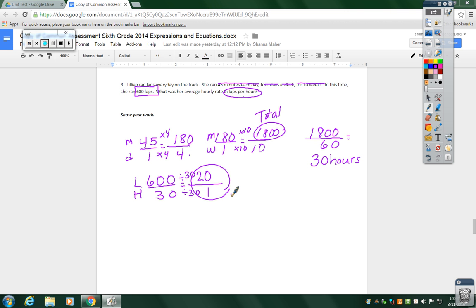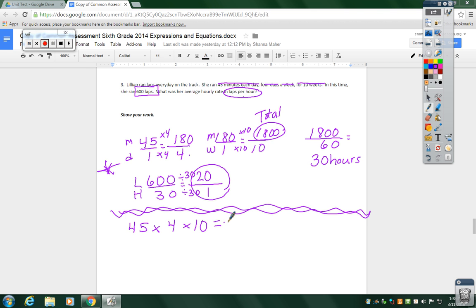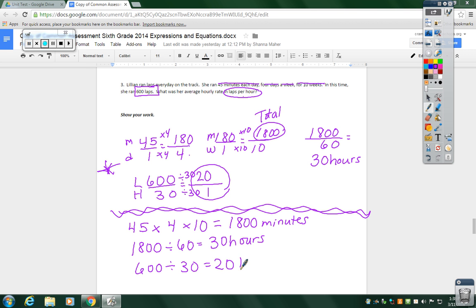Some of you might be thinking, oh my god, I'm totally confused. Let me simplify this for you. This is just trying to make a connection to all the ratio stuff we have been doing. All you have to do is 45 times 4 times 10. That equals 1,800 minutes. Once you get your minutes, you have to divide it by 60 to get your hours. And the last thing you have to do is 600 laps divided by 30. And that's 20 laps per hour.